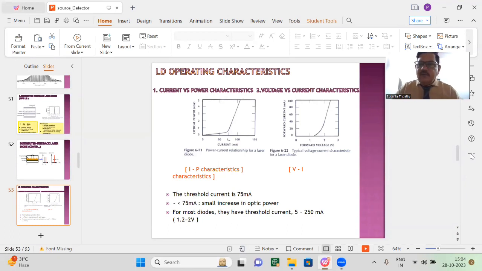Now, we will continue our lecture with the laser diode characteristics. This is something similar to the characteristics which we have discussed for light emitting diodes. If you look at this slide, let me just make it full screen.